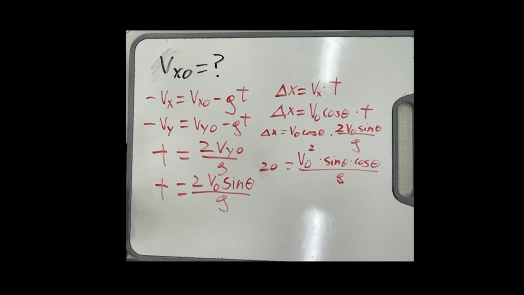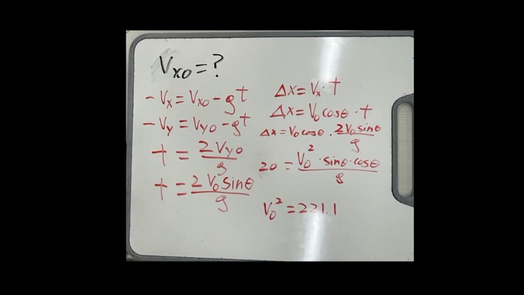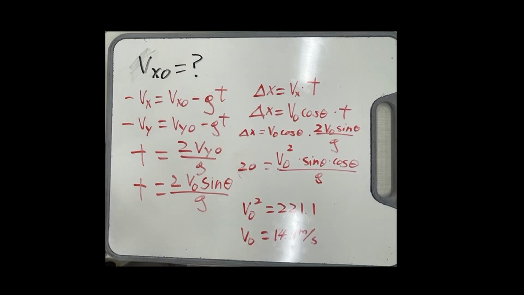Okay, now we're going to plug in t with the earlier derivation that we got. And now we're going to substitute 20 for displacement because Liam stands 20 meters away. And we're going to isolate for V naught squared. And solving for V naught, we get 14.4 meters per second.